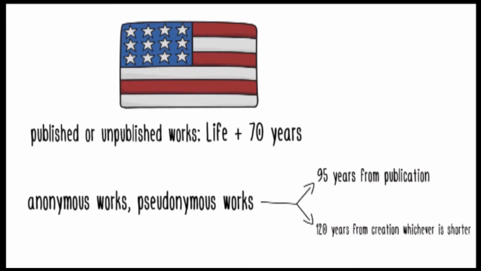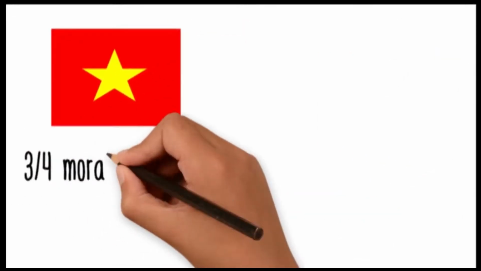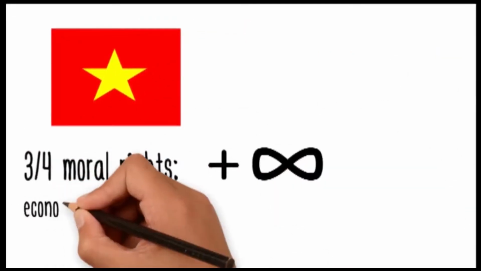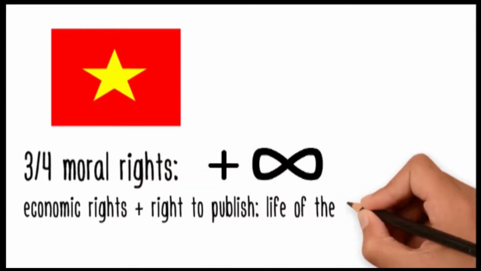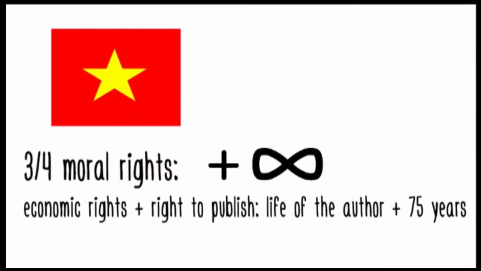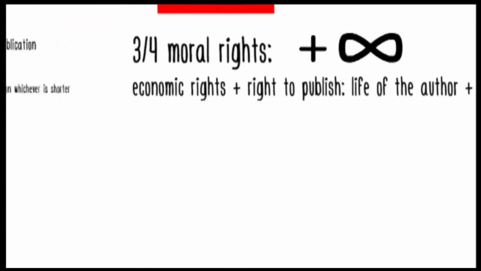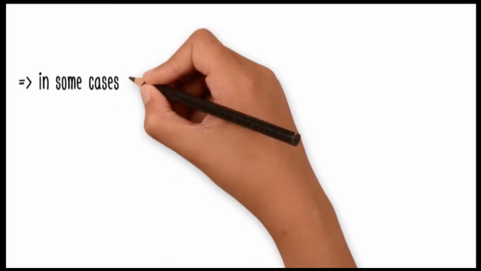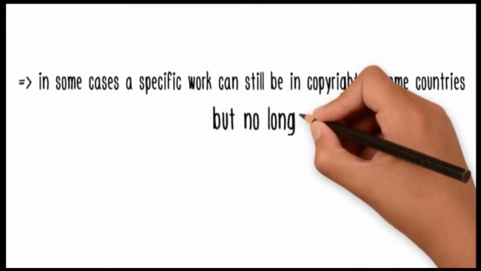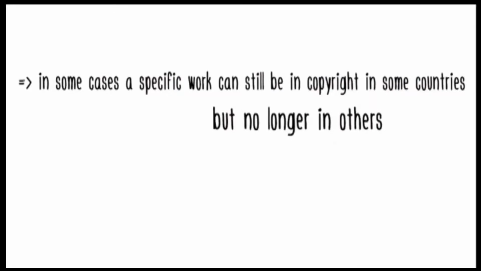While in Vietnam, three out of four moral rights last forever, but economic rights and the right to publish last for 75 years after the death of the author. These differences in national laws imply that in some cases a specific work can still be in copyright in some countries but no longer in others, and therefore belongs to the public domain.